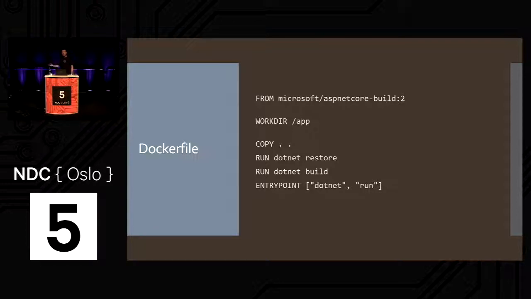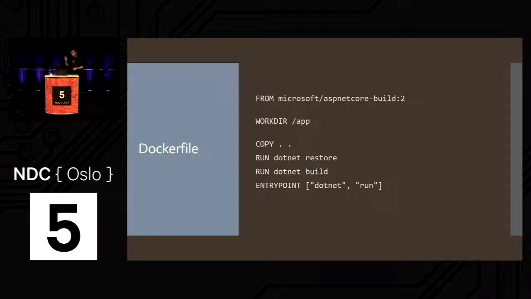And then the COPY says copy everything from the current host directory where I've run docker build into the app directory as it is now on the Docker image. Then run dotnet restore, because you've got to pull down all the packages that you need to run your ASP.NET application. Then run dotnet build, and then set the entry point to dotnet run. And so then when the container starts up, it'll say, I'm in the app directory, I'll do dotnet run, and your application will start up.